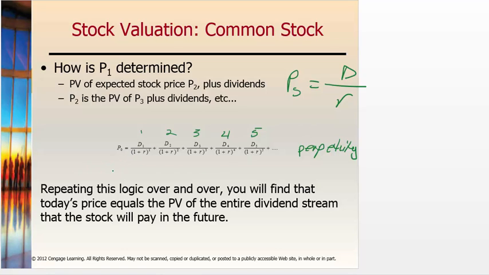When we look at this, you'll find that it is nothing more than the present value of the stock at time period 0. It's basically just the discounted dividend, 1 plus r to the n, plus and so on, each one of these discounted back, discounted back, discounted back.